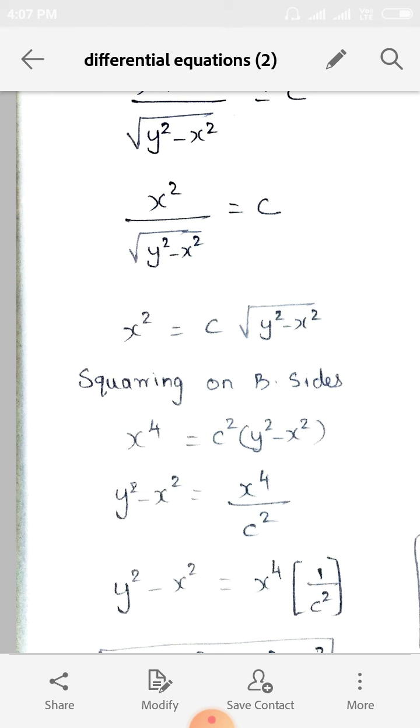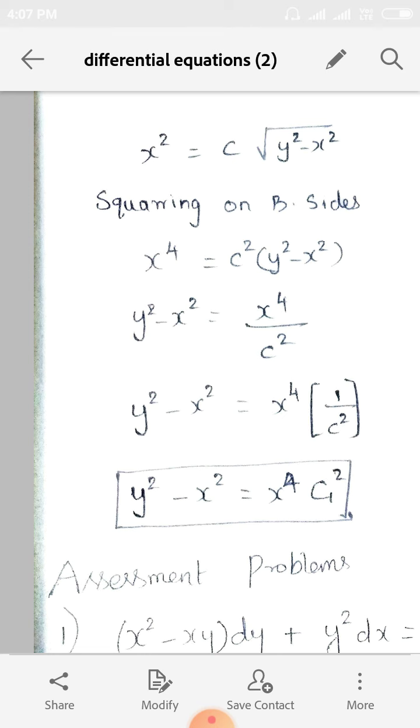The next term, y square minus x square is equal to x power 4 divided by c square. The next term, y square minus x square is equal to x power 4, and 1 by c square can be written as c1 square. That is nothing but a constant. So we have to rewrite 1 by c as c1. So 1 by c square is c1 square. So the solution is y square minus x square is equal to x power 4 into c1 square. That's the solution. Okay girls.